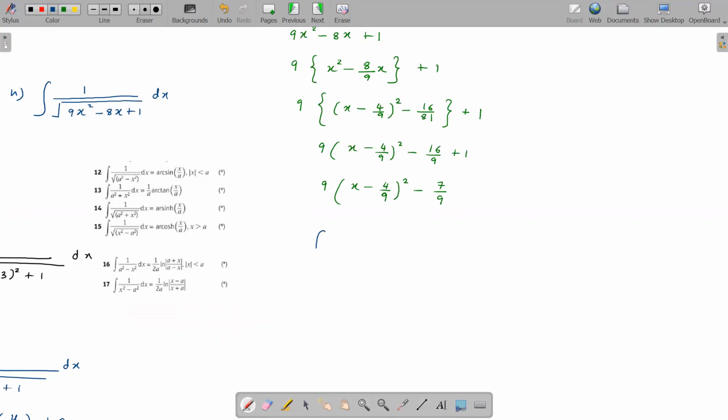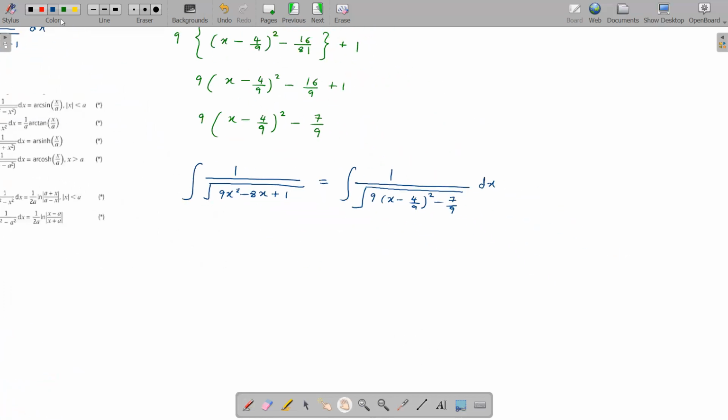So in part H, we have integration of 1 over root 9x square minus 8x plus 1, right? So when I integrate, what do I get? Before integrating, let's substitute. We get 9 times x minus 4 over 9 square minus 7 over 9. Is that okay? And now, let's substitute. What's the substitution? Let u be equal to x minus 4 over 9. Is that okay? And then when we differentiate, we get du equal dx, same as earlier.